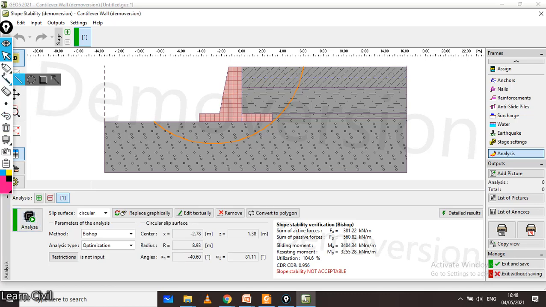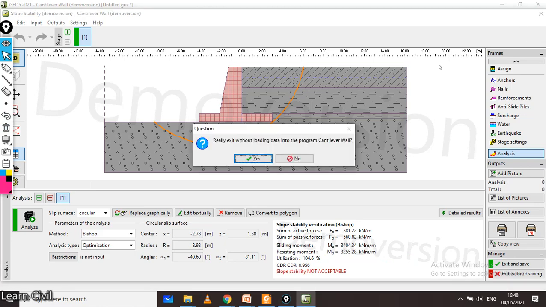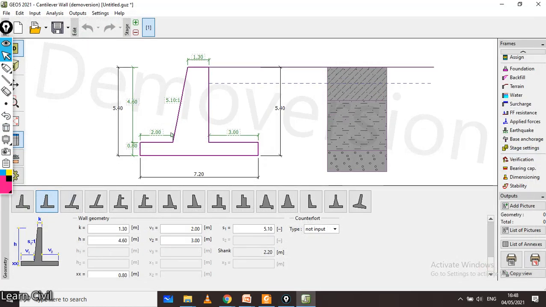Okay, you can again see this particular slope stability is not acceptable. So our dimensions have failed again. So again we have to increase some other dimension. Now we have increased the top width. Let us increase the width of this heel slab from 0.3 meter to 3.5 meter.